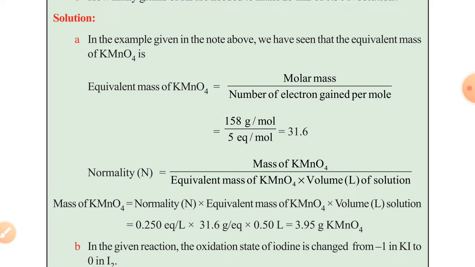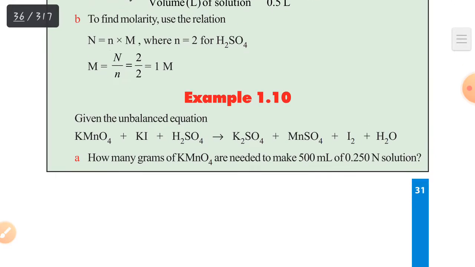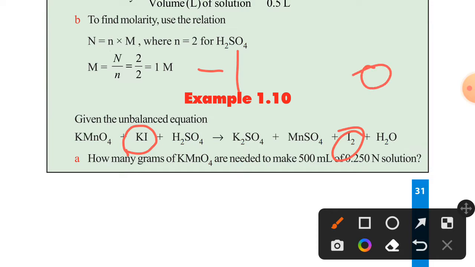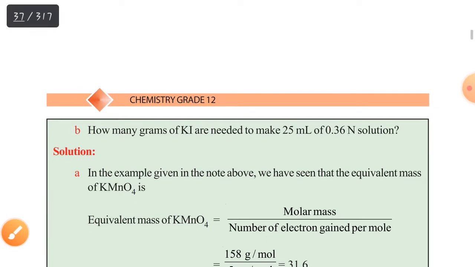The second one, in the given reaction the oxidation state of iodine is changed from -1 in potassium iodide to 0. Okay, the oxidation number of iodine in potassium iodide is -1, and when it is alone it is 0. So what we want is how many grams of potassium iodide are needed to make 25 milliliter of 0.36 normality solution.